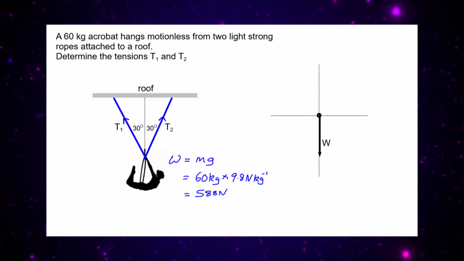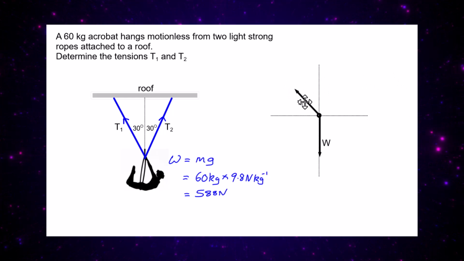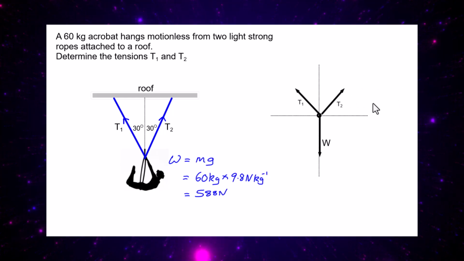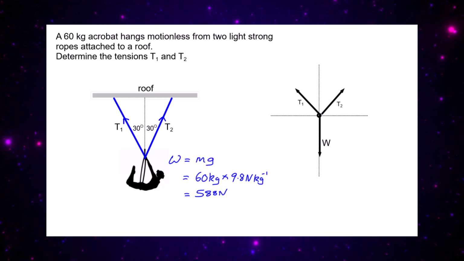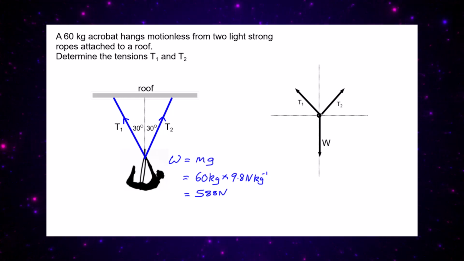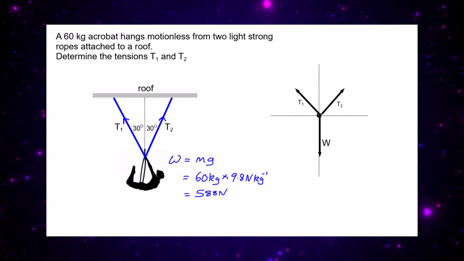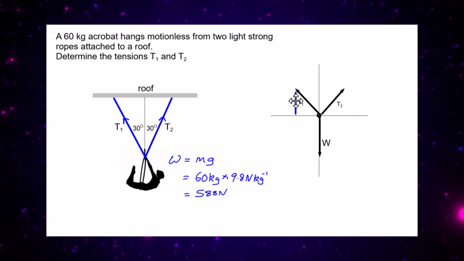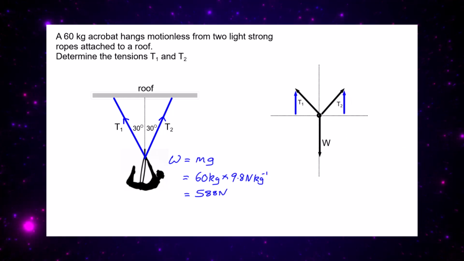Now comes the tricky part. Draw in the other forces. So we've got T1, the force acting there, and we've got T2, the force acting there like that. Now, if the acrobat is motionless, then the vertical components of T1 and T2 must add up to give you the weight. So here's the vertical component of T1, and there's a vertical component of the tension T2.